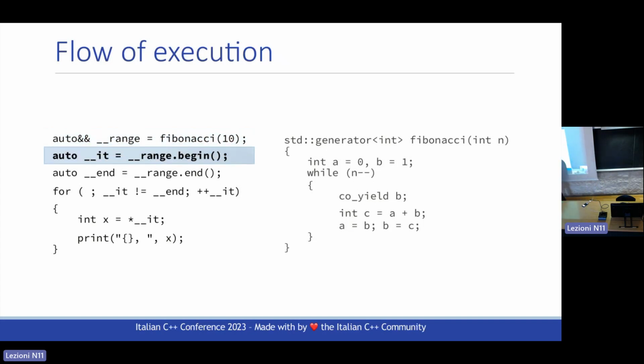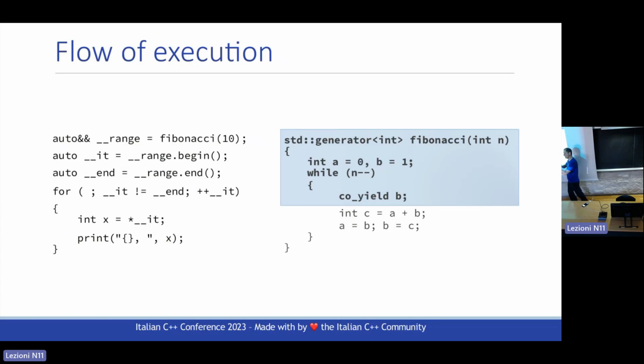When we reach begin, instead we suspend the execution of this function and start executing this function. It enters the body of this function, initializes the variable, enters the loop, and reaches the co_yield. As soon as the value of b is computed and passed to the co_yield, this function is suspended again and returns in that way.